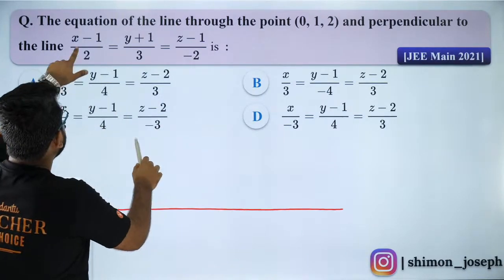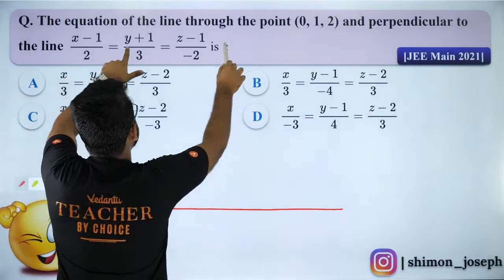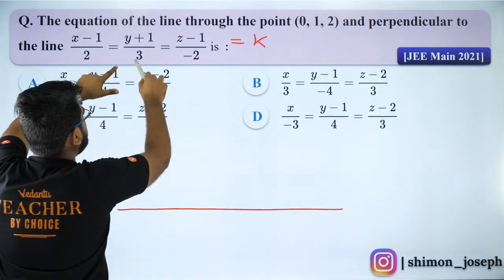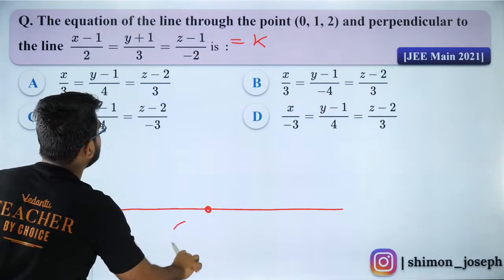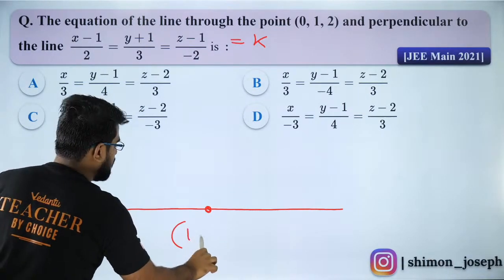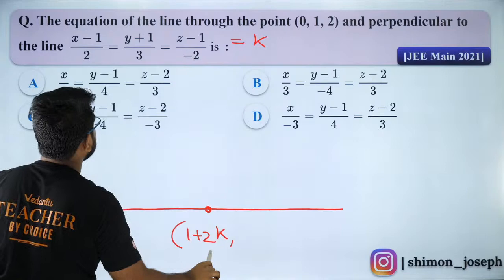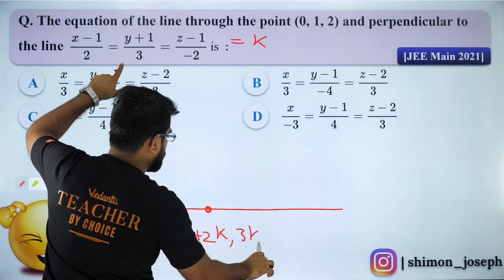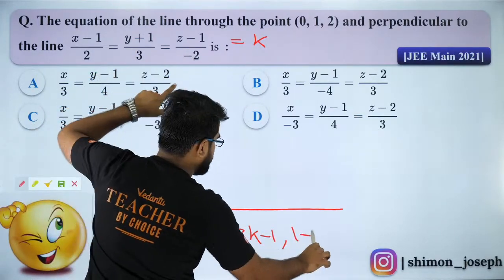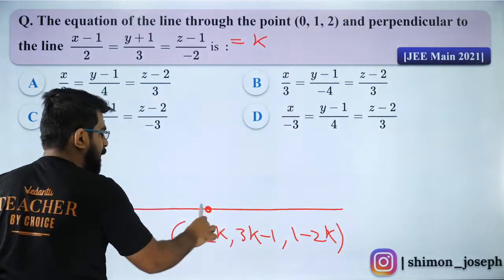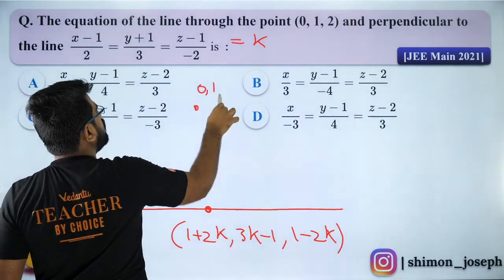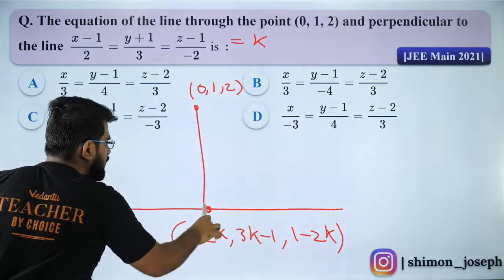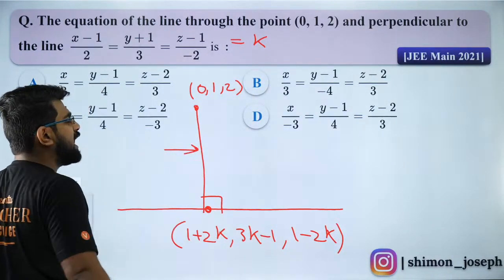What is this line? X minus 1 by 2 is equal to y plus 1 by 3 equal to z minus 1 by minus 2. So any point on this line can be given as 1 plus 2k, comma 3k minus 1 and 1 minus 2k. So this is any point on this line. Now we want to find 0, 1, 2. From here a perpendicular is drawn. This line we want to find.